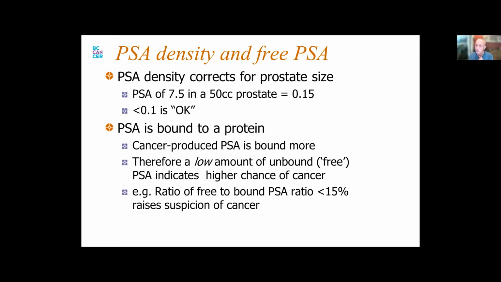And then free PSA. So it's a bit complicated, but PSA normally is bound to a protein called alpha-1 antichymotrypsin. And curiously, prostate cancer produced PSA is more tightly bound, and so there's less of it that is unbound or free. And so if you look at the ratio of free to bound PSA in somebody without prostate cancer, it's typically 30, 35%. But in somebody with prostate cancer, it's much lower. And one of the thresholds that can be used is less than 15%. We don't often do the free PSA because nowadays it's recognized that if you have an age-adjusted elevated PSA, that by itself is probably an indication to proceed and see a urologist, etc.